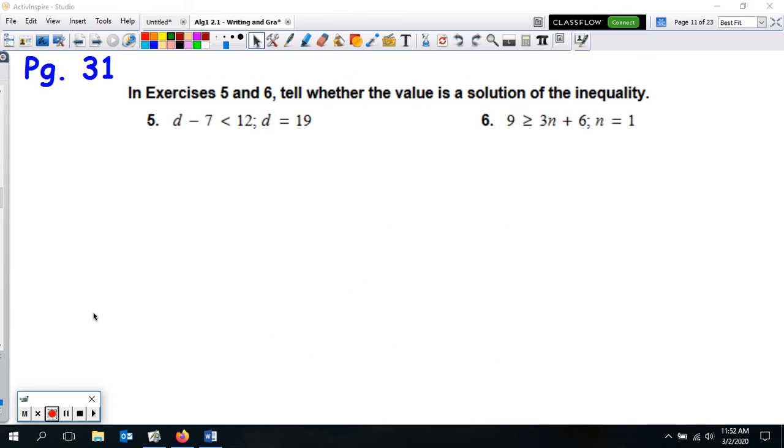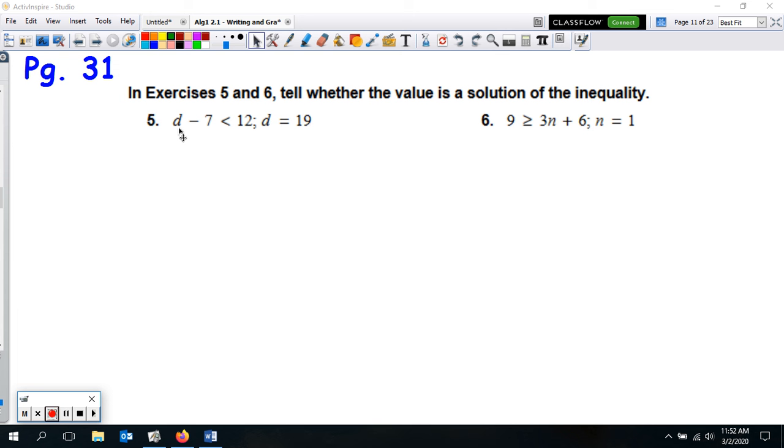Okay, so on page 31, numbers 5 and 6 ask us to tell whether the value is a solution of the inequality. And we're talking about what we mean by value. Well, here's our inequality right here: D minus 7 is less than 12. The value they give us for D to check is 19. So we're just going to check 19. It's like checking your solution. If we say 19 is the answer for D, does that make this inequality true?